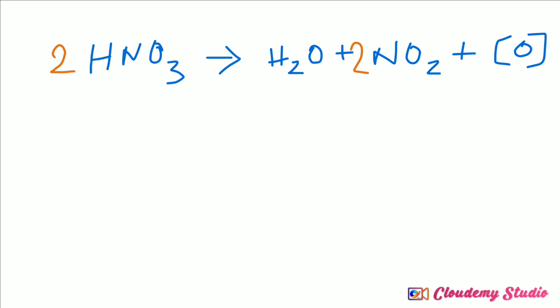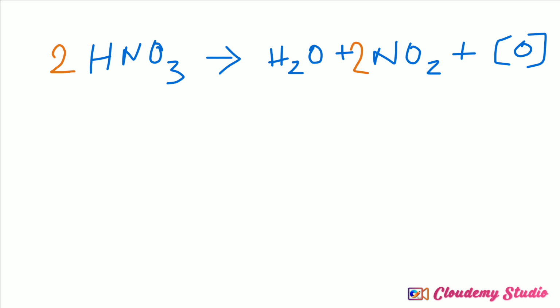Now, when we check hydrogen both sides, 2 atoms, nitrogen both sides, 2 atoms, oxygen left hand side, 2 3s are 6. Right hand side, in water 1 oxygen, in nitrogen dioxide 2 times 2, 4 oxygen, so 4 plus 1, 5, 5 plus 1 at the nascent oxygen, 1 more oxygen, so 6. So all the atoms are equal. Now this equation is balanced.